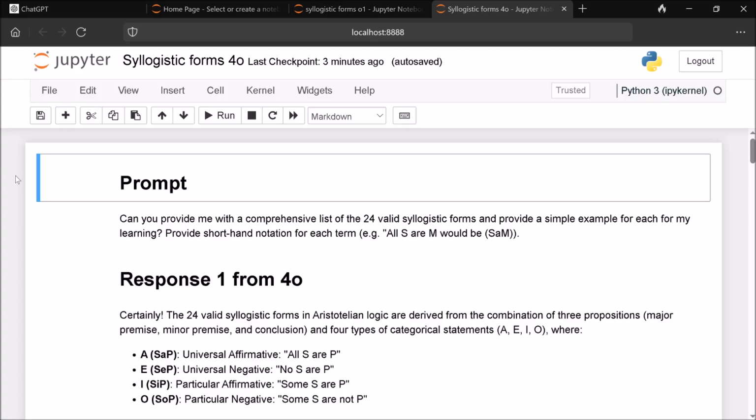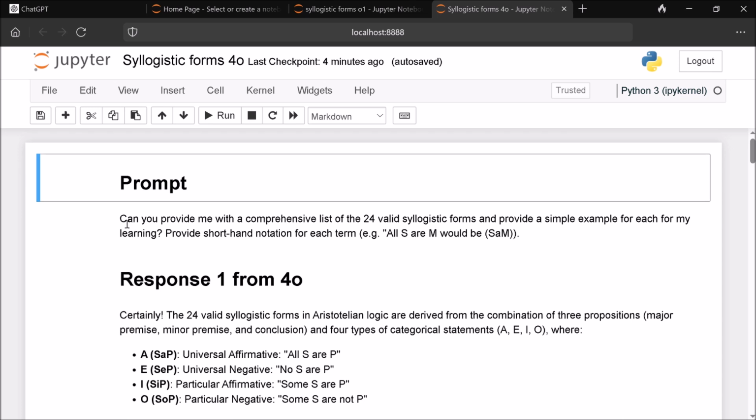Hello everyone. As you know, OpenAI recently released its most recent model, Model O1, with the promise that this model does a better job at reasoning. So in light of that, I went back to one of the topics of my personal interest, which is classical syllogistic forms. So I created this prompt for Model 4.0 after a few trials.